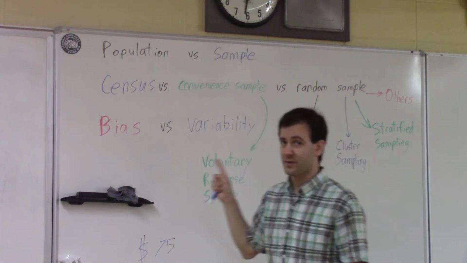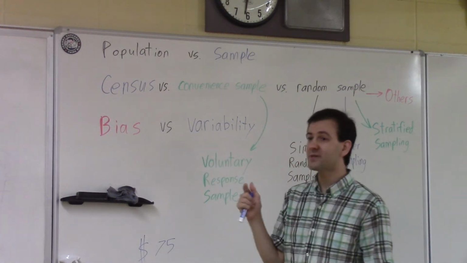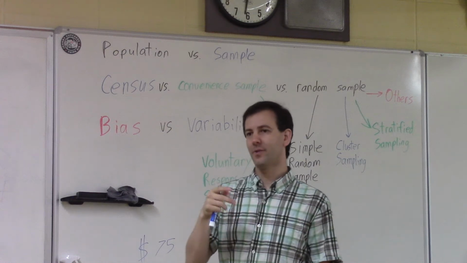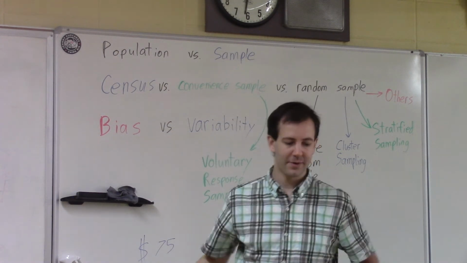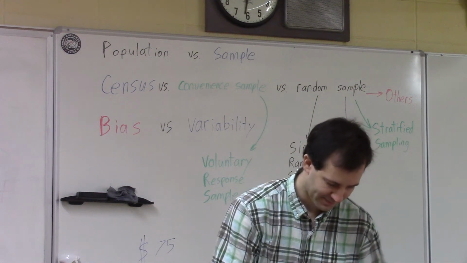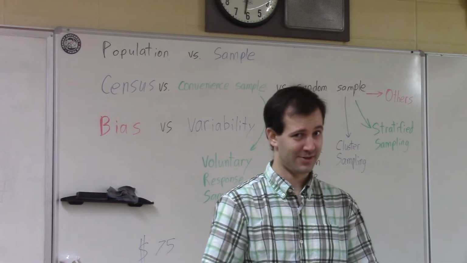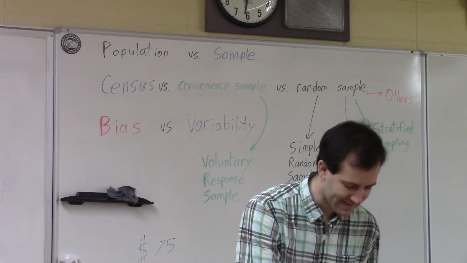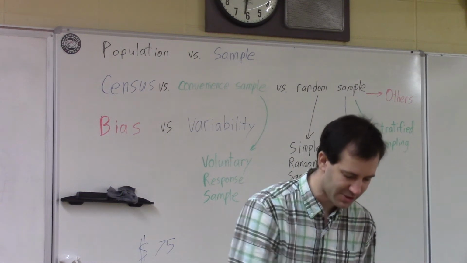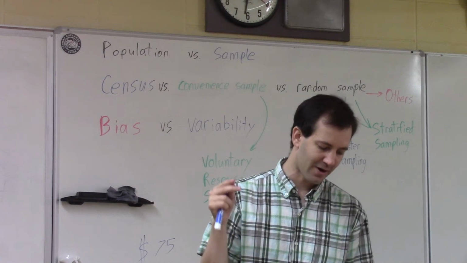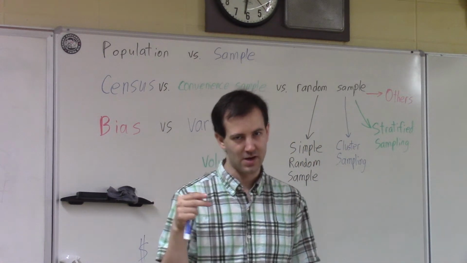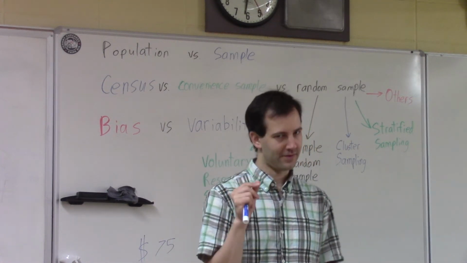Bias, on the other hand, is really bad. We try to avoid that. That is when we are off because of the way we did things. Let me read you the textbook definition. This is page 212. Bias. The design of a statistical study shows bias if it would consistently underestimate or consistently overestimate the value you want to know. Let me give you an example.